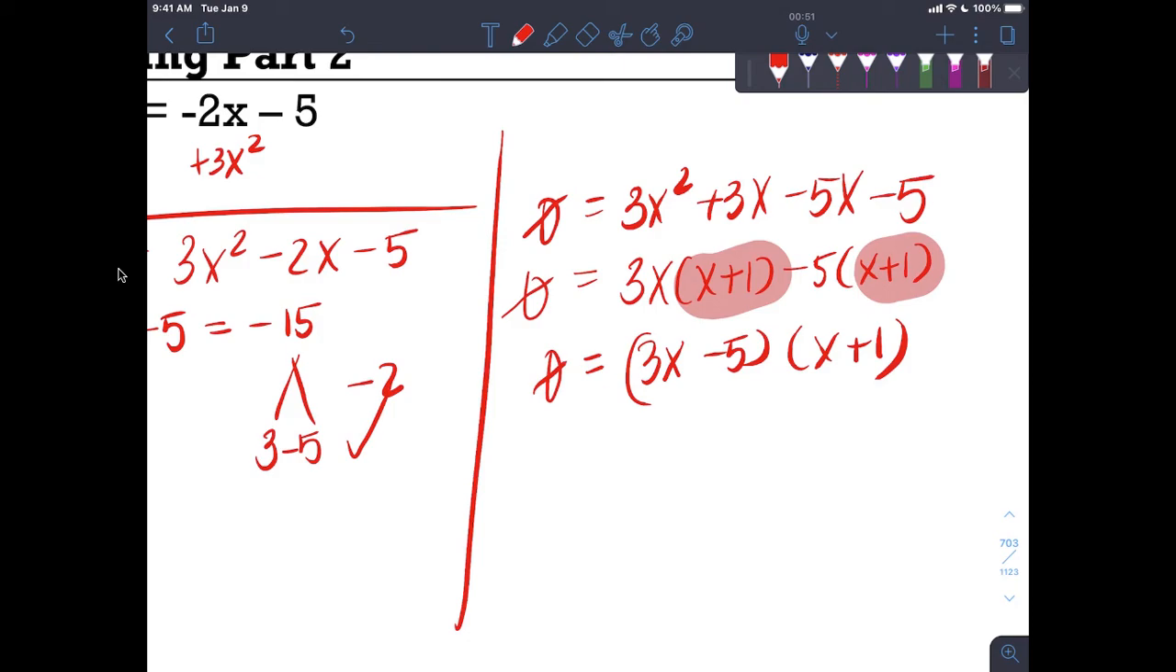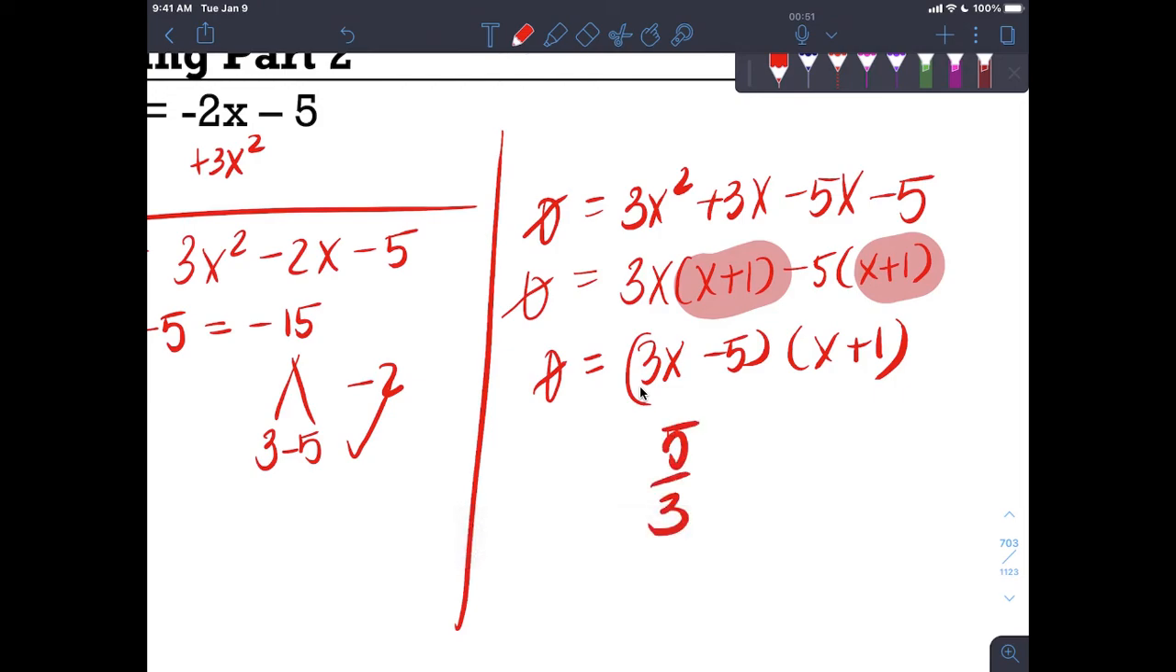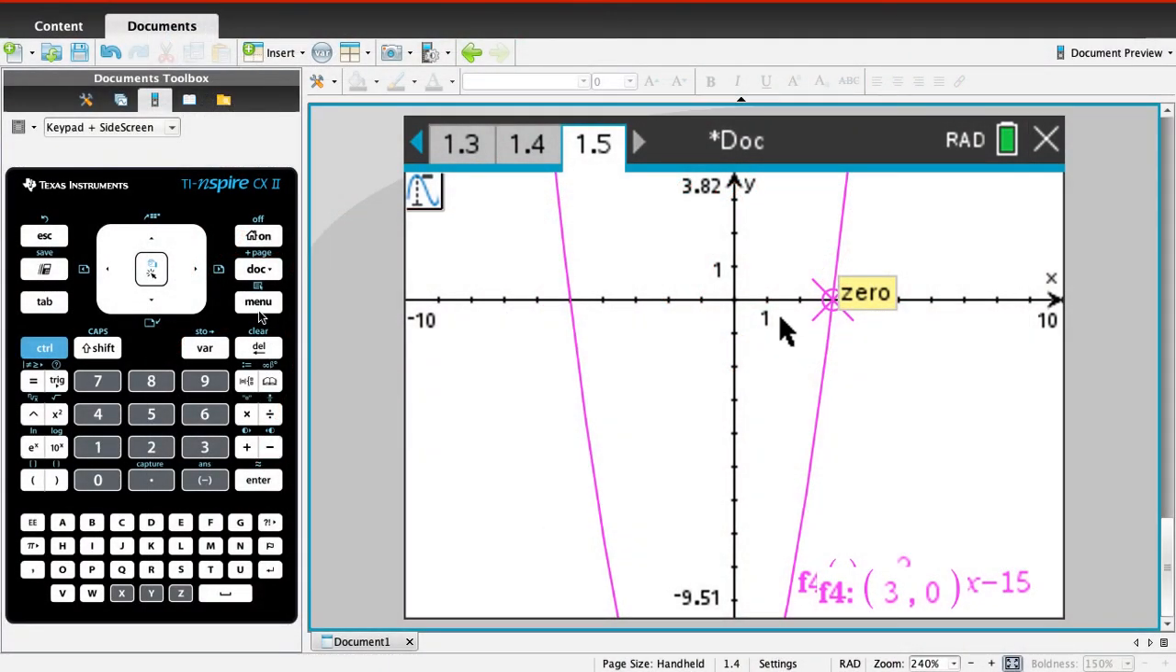And I already know my rule. Opposite of the number that's by itself divided by the coefficient of x. 5/3 and negative 1. So I should be able to plug in my original equation and verify that I have roots at these locations. Let's go ahead and do that.